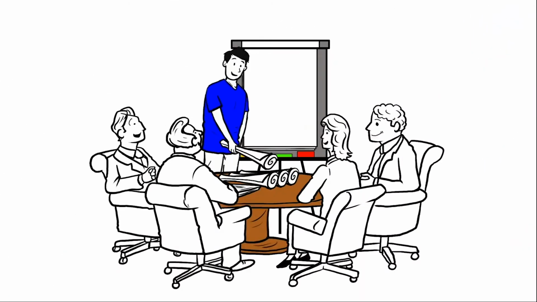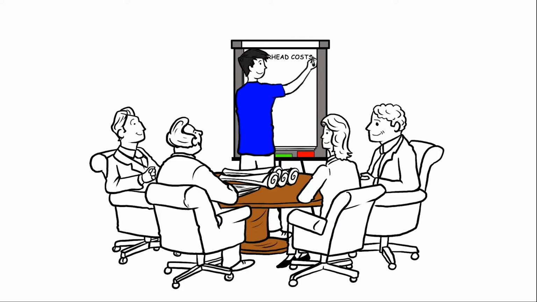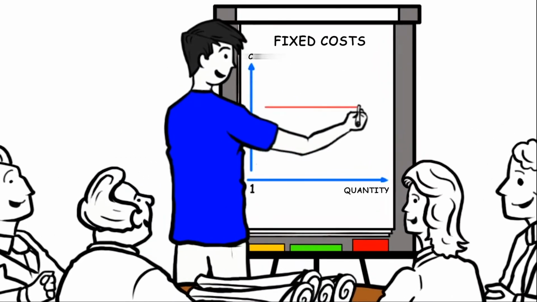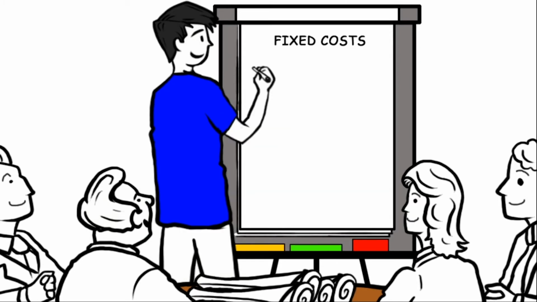The fourth section of your budget describes your overhead costs. These are fixed costs that have to be paid no matter how much you produce or sell, even if you don't sell anything at all. You may divide these into 5 main categories.